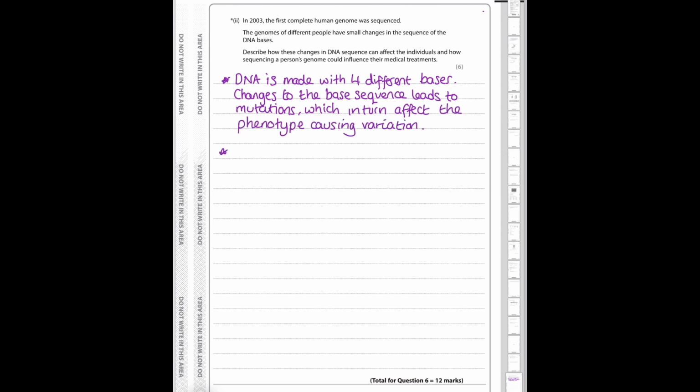Now, when we DNA sequence an individual's genome, it can help us to identify if there are any genetic disorders or the likelihood of a particular person developing a particular genetic disorder. And this in turn can allow the individual, if they know they're at a higher risk of developing a particular disorder or a particular disease, to maybe change their lifestyle to try and reduce the possibility of that happening.